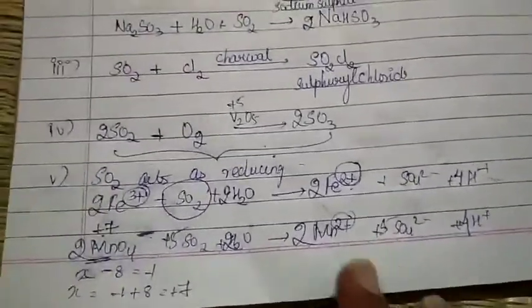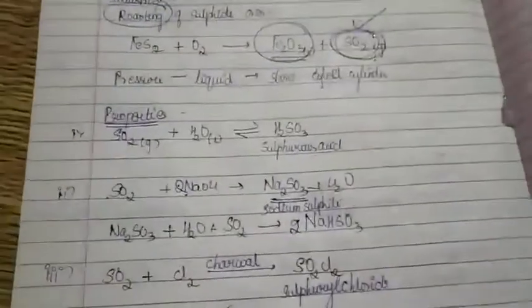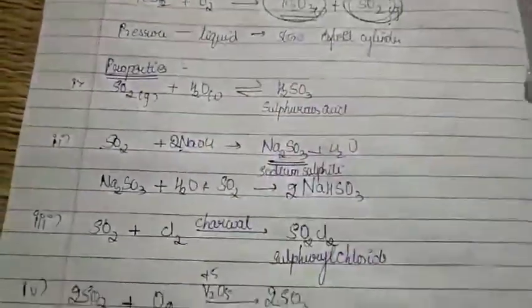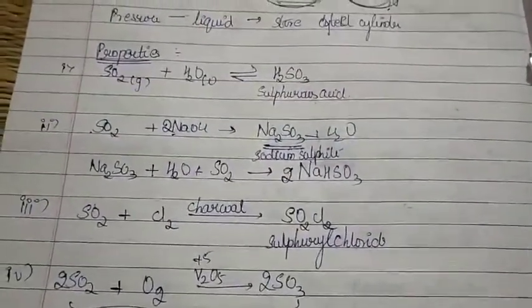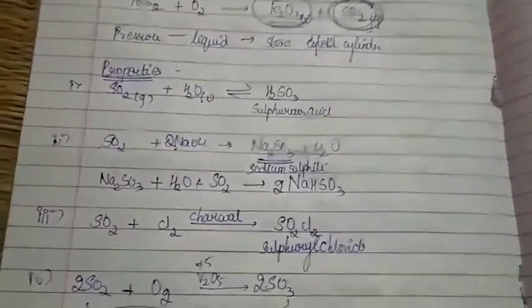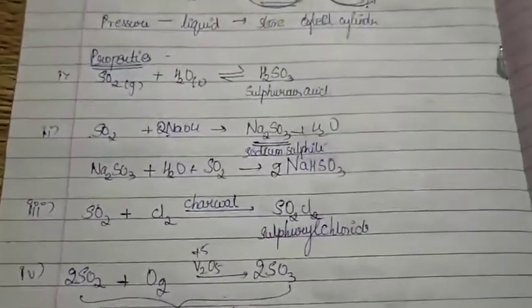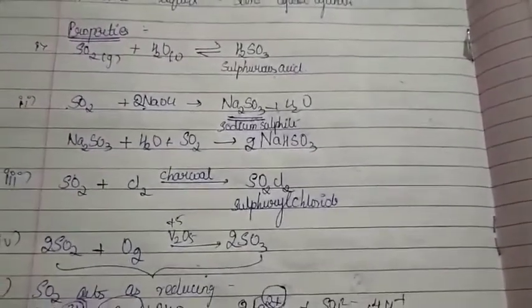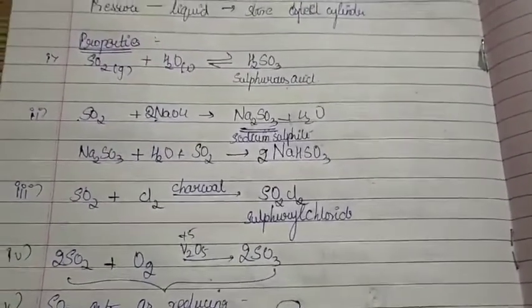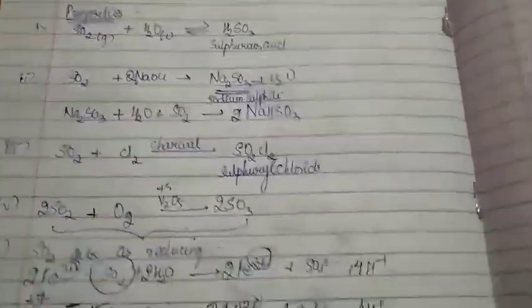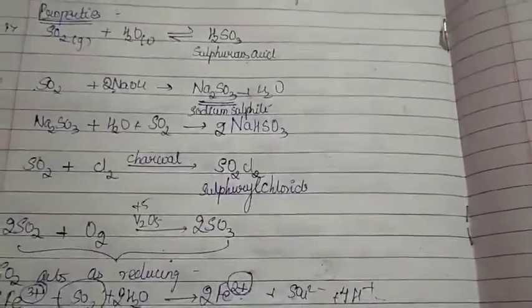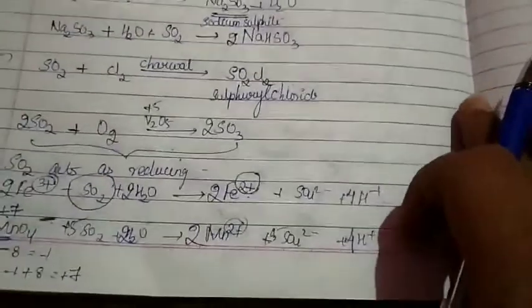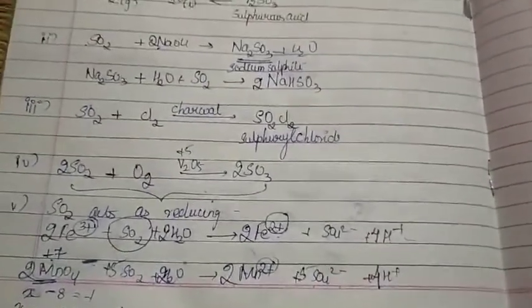Okay, so these are the important properties of your sulfur. We came to know that whenever your sulfur dioxide reacts with water, it gives you sulphurous acid. When it reacts with NaOH, it gives you sodium sulfide, which once again reacts with your SO2 to give sodium bisulfide. Similar is the case when your sulfur dioxide reacts with chlorine in the presence of charcoal, it gives us sulfuryl chloride.